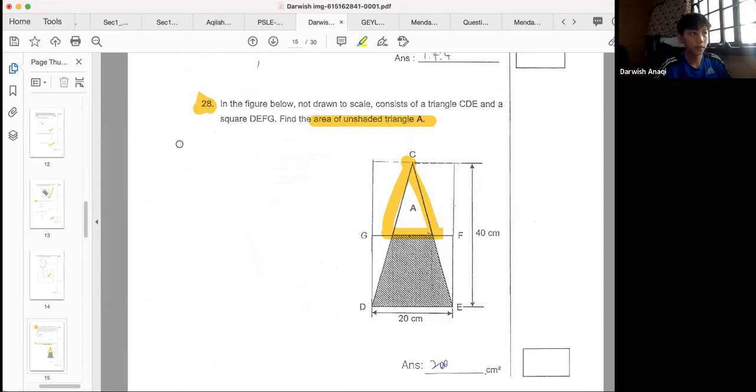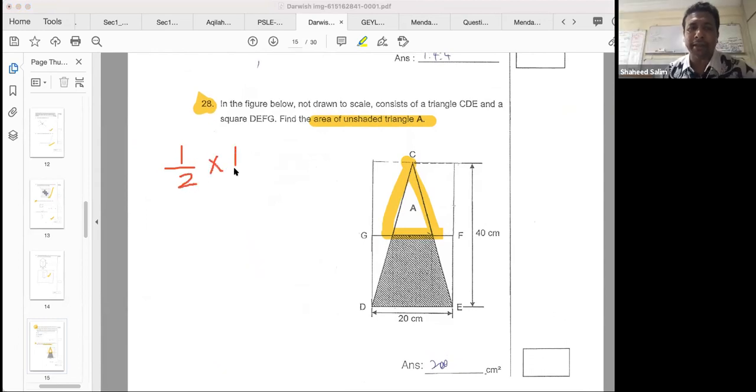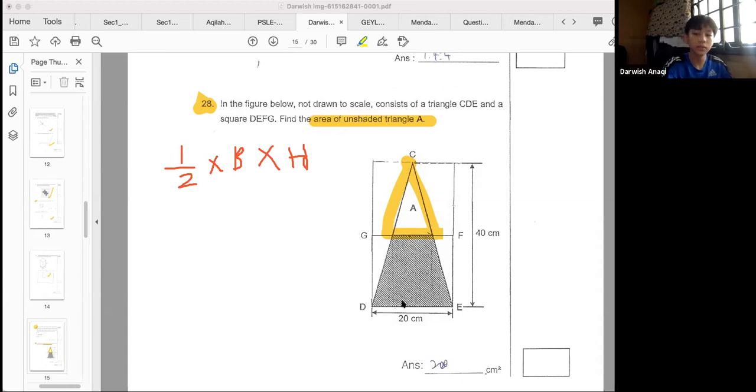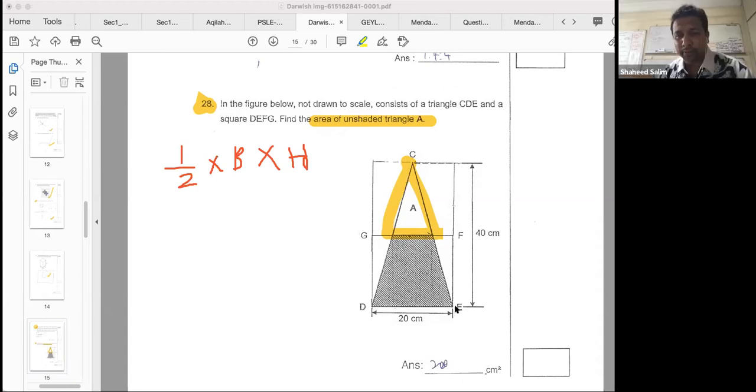Can you tell me? Half times length times breadth. There's no length and breadth. There's a base and a height. Okay, half times... You know what's the base? Where's the base of the triangle here? 20 centimeters. The base is 20. Okay, the big one, yes, 20. The small one, do we know? No. Don't know. 10, 5.